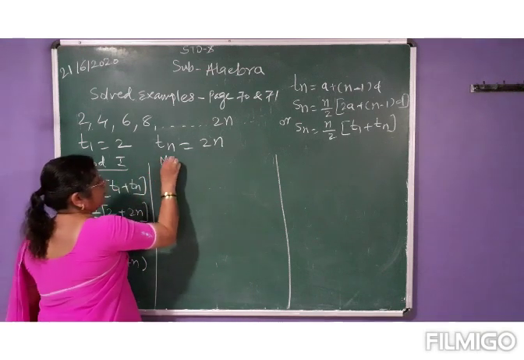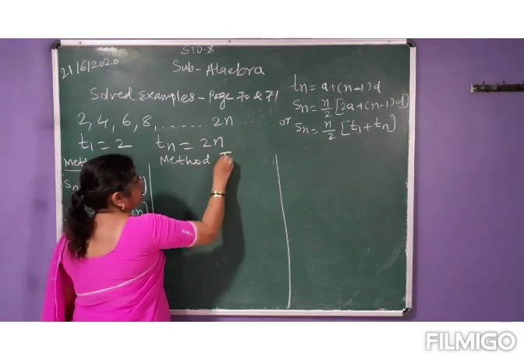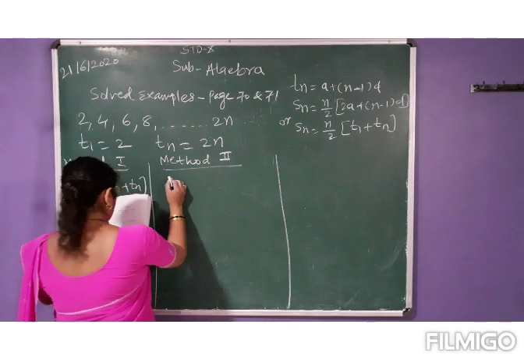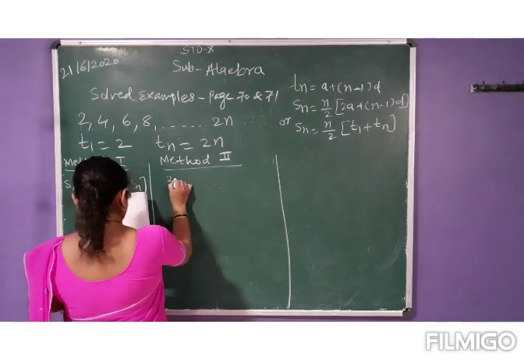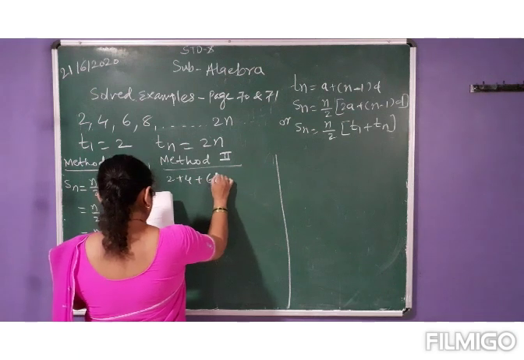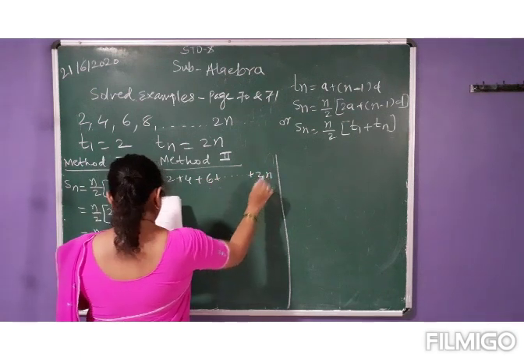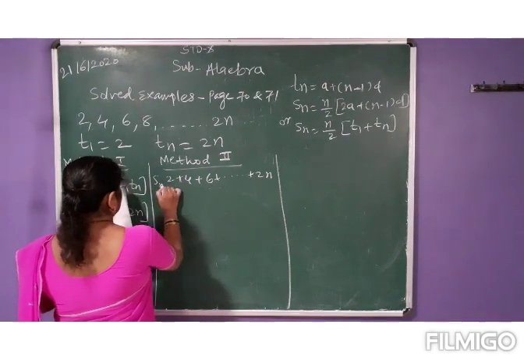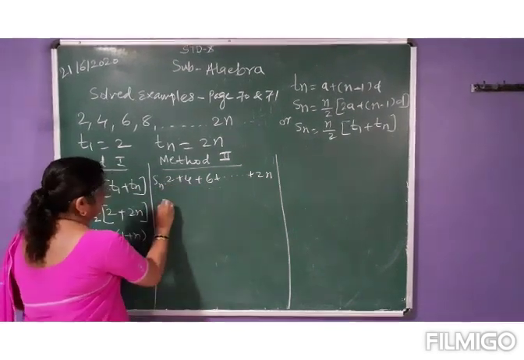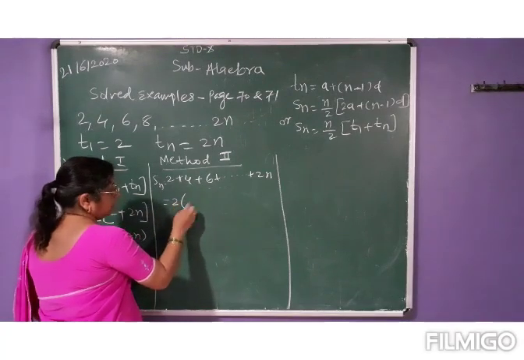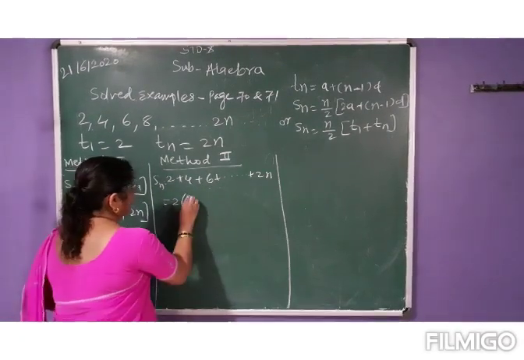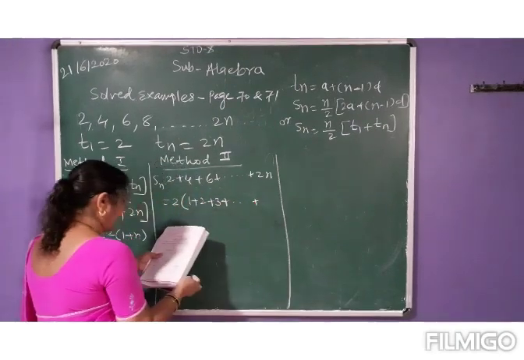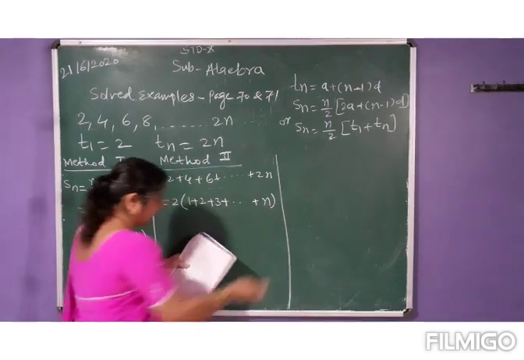Now we will see method 2. The second method is 2 plus 4 plus 6 plus up to 2n. Now here also we need to find Sn, correct? Then what I will do here is take out 2 common. If I take 2 common, what will I get? 1 plus 2 plus 3, like that, and at the end I will get n, correct?